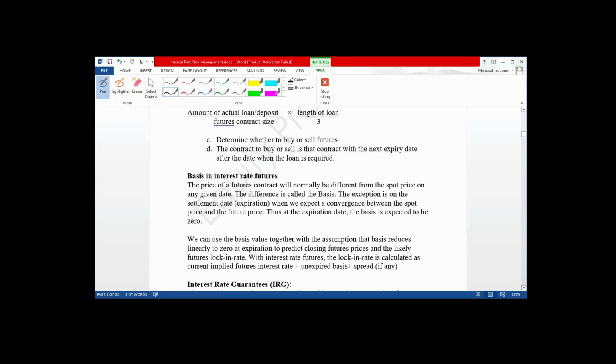Your basis is calculated as spot price minus futures price. Your spot price is the current interest rate. The current interest rates are the money market. That is your spot price, interest rate at the money market. Your futures price is the rate at the futures market.